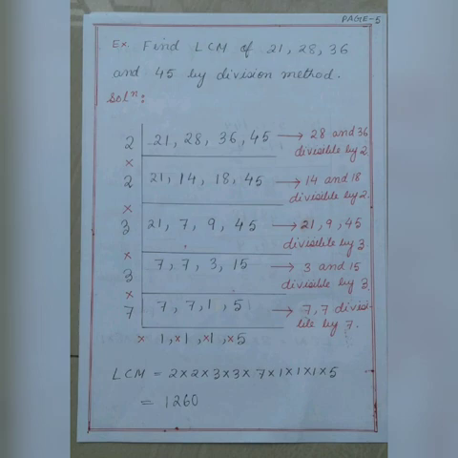Again, I can see 14 and 18 are divisible by 2. So I have a divisor 2 in the second row. 21 is not divisible, so I have written 21 as it is. 14 divided by 2, I get 7. 18 divided by 2, I have written 9. 45 is not divisible, so I have written 45 as it is.